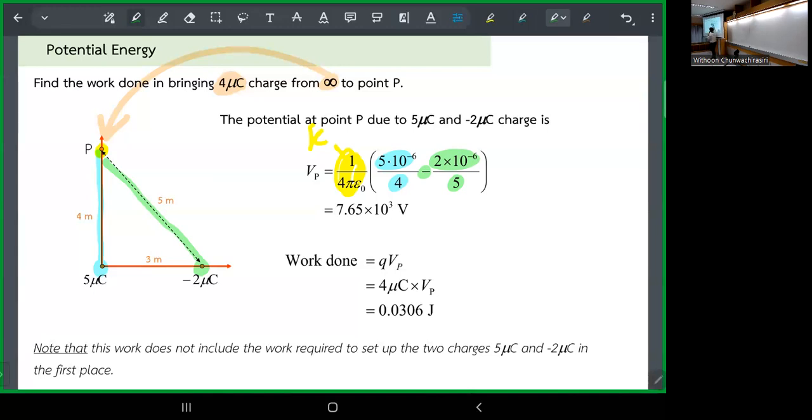So if you want to drag the charge from infinity to that point, how much energy do you need? Just take that VP that you just calculated, multiply by 4 microcoulomb, and be done. The reason this one is positive automatically gives you positive work done, which means you have to drag this uphill because the potential at P is higher than 0. Make sense? It's like you drag that 4 microcoulomb uphill and put it up there.